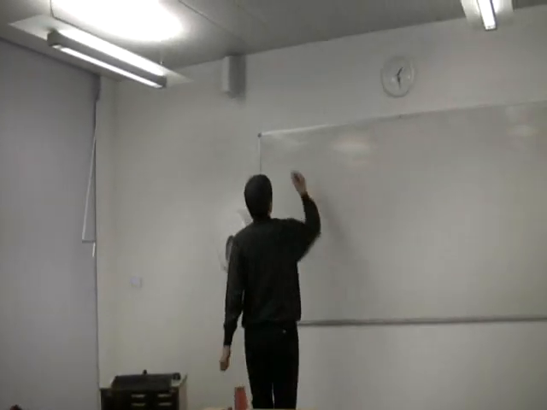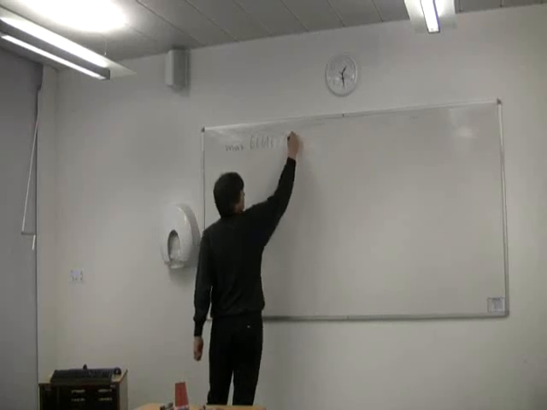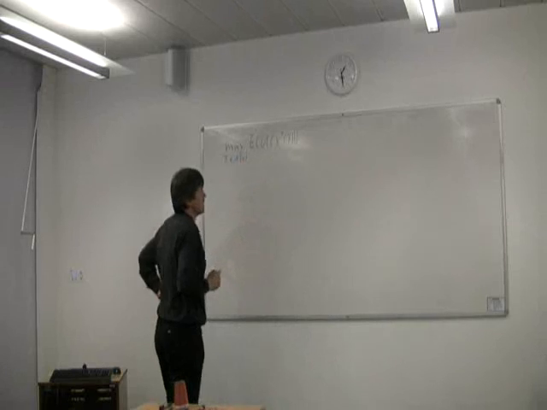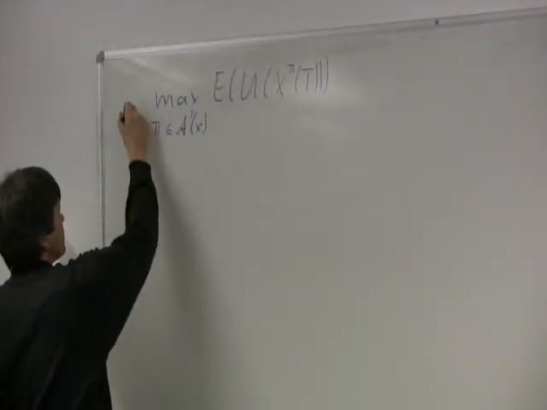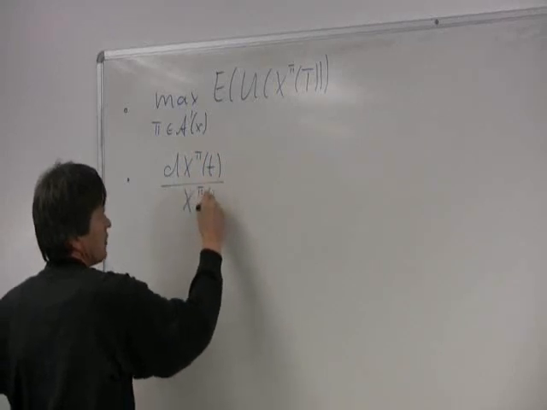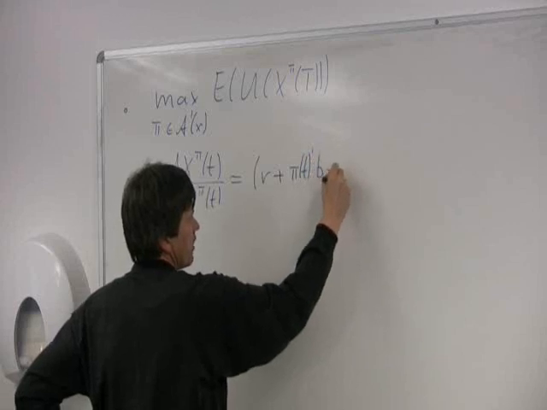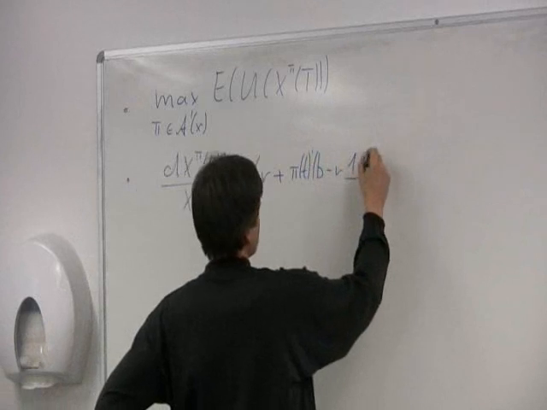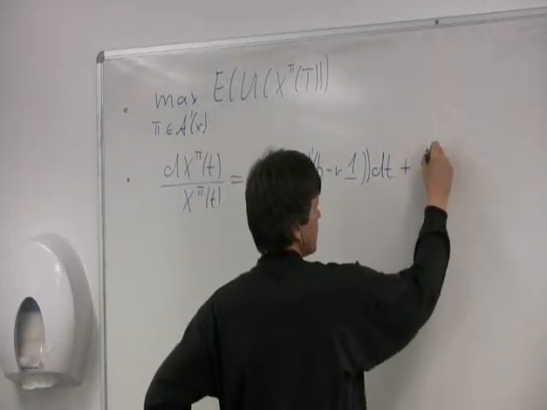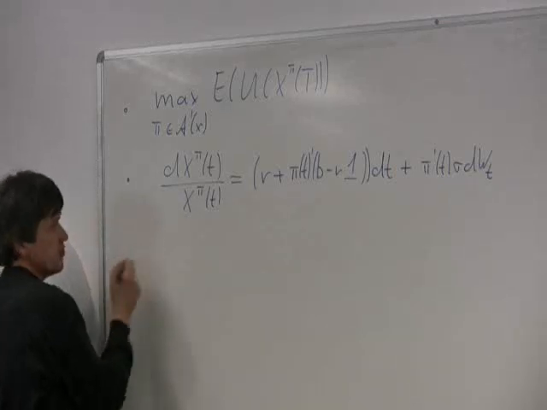So this morning we had the problem of maximizing the expected utility from final wealth, over all strategies that were admissible, and I leave out consumption for the moment. And we also had the wealth equation, dX^π(t) divided by X^π(t). This is just r plus π(t) transposed (b minus r) multiplied with the 1 vector, dt. I don't have consumption here at the moment, plus π transposed σ dW(t).